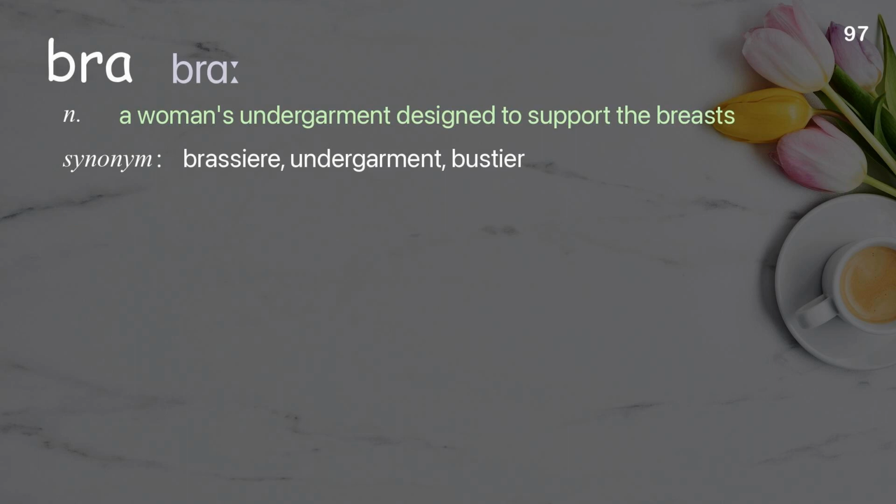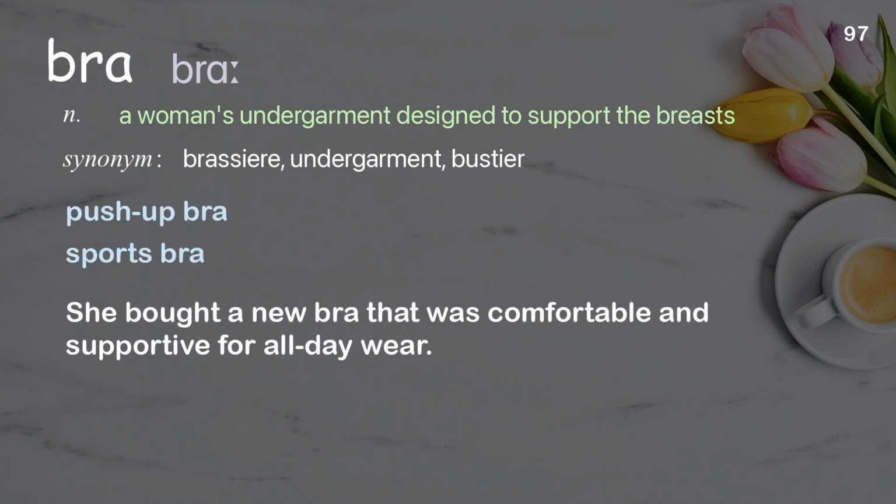Bra. A woman's undergarment designed to support the breasts. Examples: Push-up bra. Sports bra. She bought a new bra that was comfortable and supportive for all-day wear.